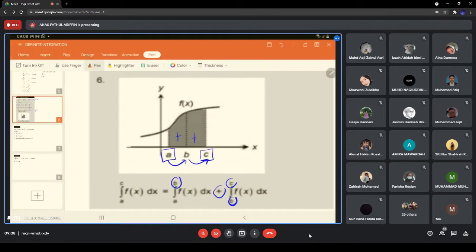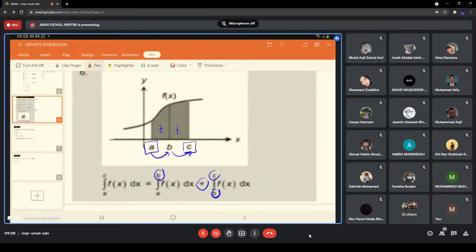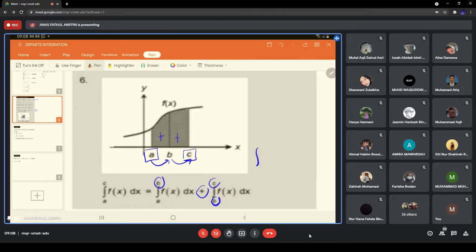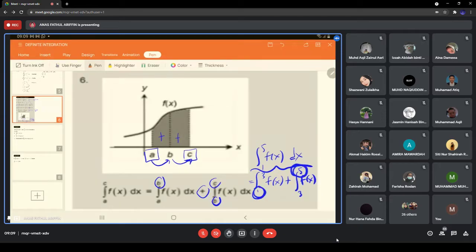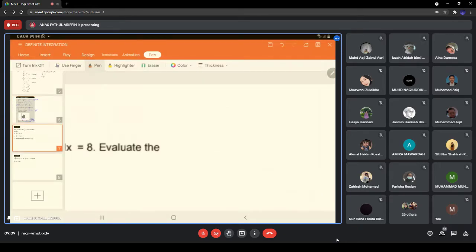Boleh? Okay, boleh. Contoh, we want to integrate from 1 to 5, fx. Basically, we integrate from 1 to 3 fx and then plus, tadi 1 ke 3, now campur pula from 3 to 5 and then fx. Okay, so result dia akan sama dengan yang atas ni. Result dia akan sama juga. Yang penting limit dia starting from 1 to 5.